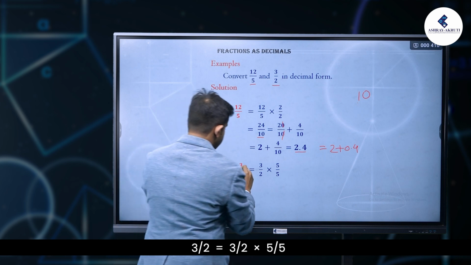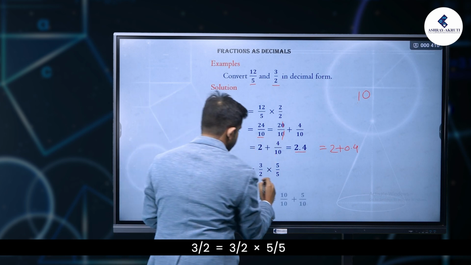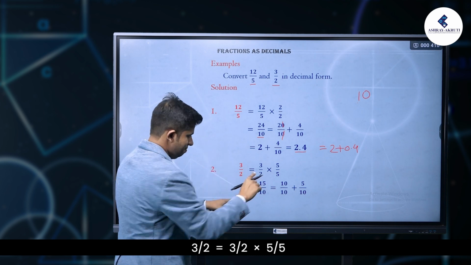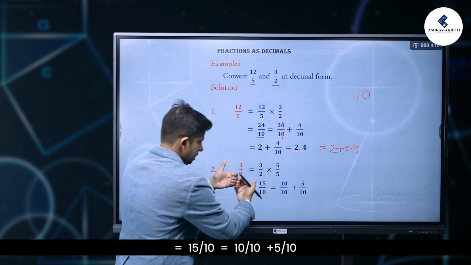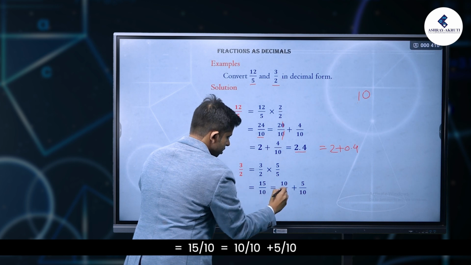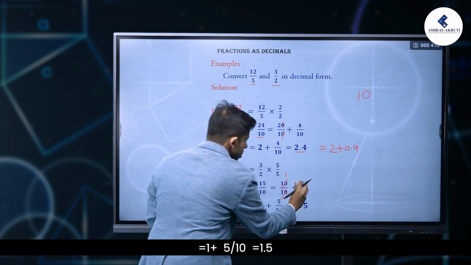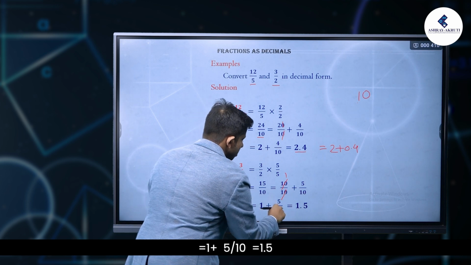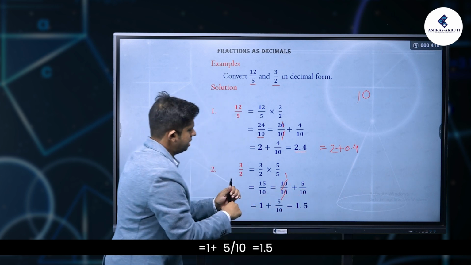Three by 2 equals 3 by 2 into 5 by 5, equals 15 by 10, equals 10 by 10 plus 5 by 10, which is equal to 1 plus 5 by 10, equals 1.5.